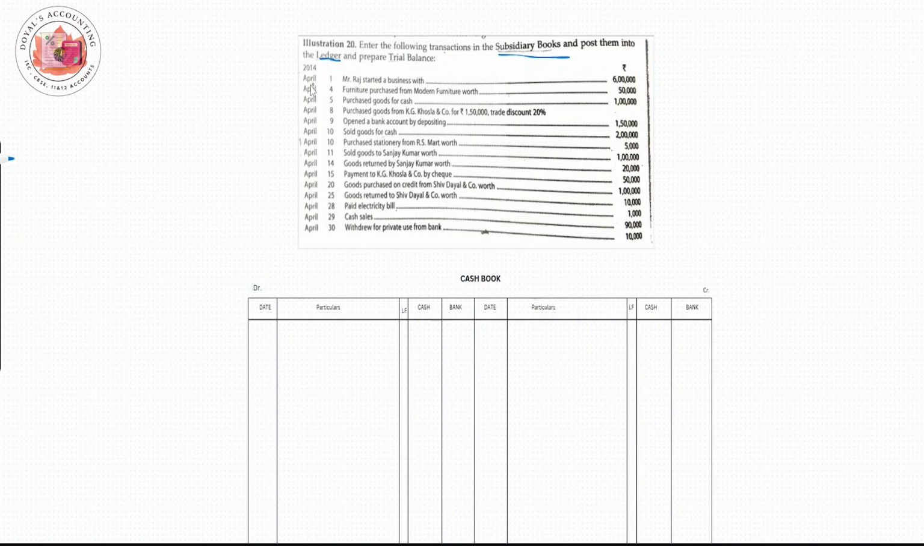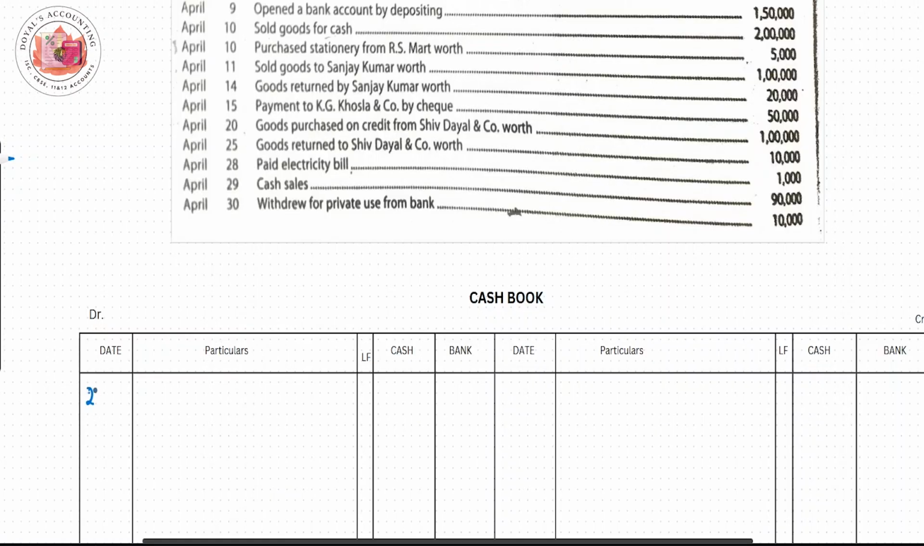So in the first transaction in 2014, Mr. Raj started business with 6 lakhs. So my journal entry would be cash account debit to capital account. 2014, 1st April, to capital account, 6 lakhs.